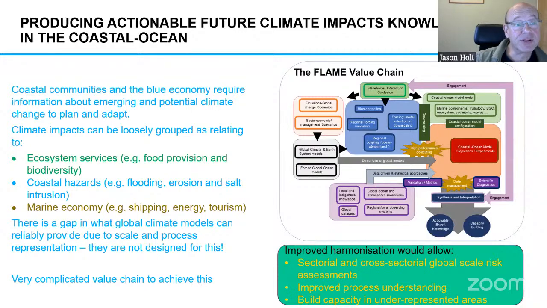We have a hard cut-off time then. Okay, so just to introduce the issue here. We need to be able to provide actionable information about future climate impacts in the coastal ocean. Blue economies and coastal communities require this information around emerging potential climate change to plan and adapt. Climate impacts can generally be grouped into maybe three areas relating to ecosystem services, coastal hazards, and the marine economy. And these are all of course interrelated. But generally speaking, there is a gap in what global climate models can provide. They're not generally designed to operate either at the scales or with the processes designed to provide that information.